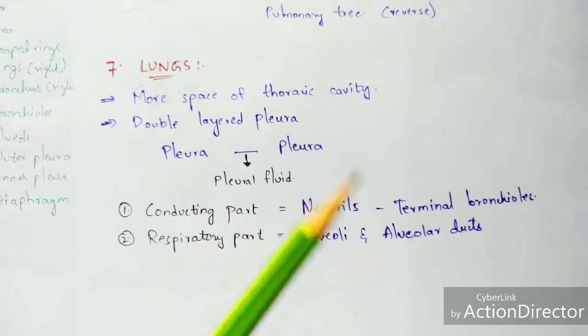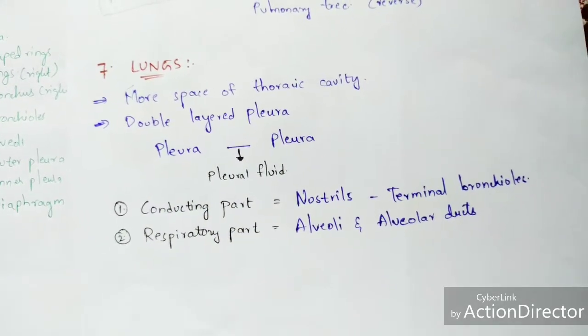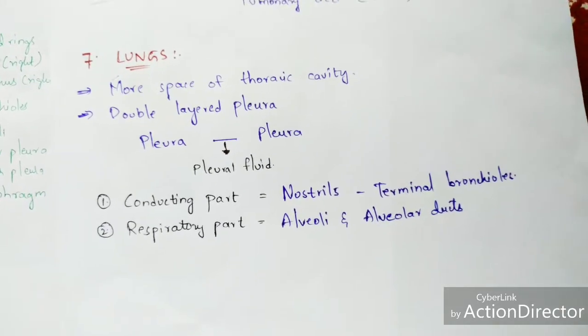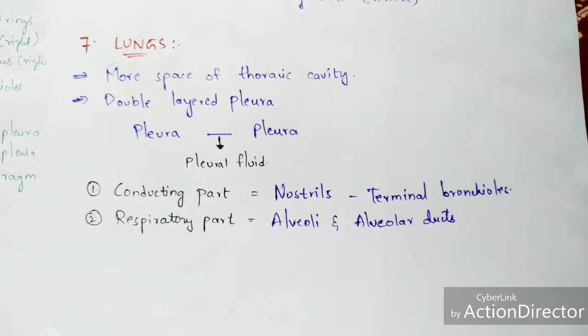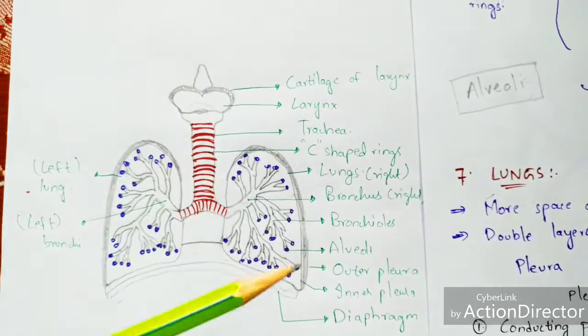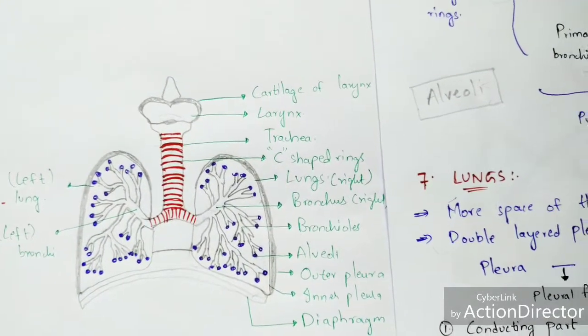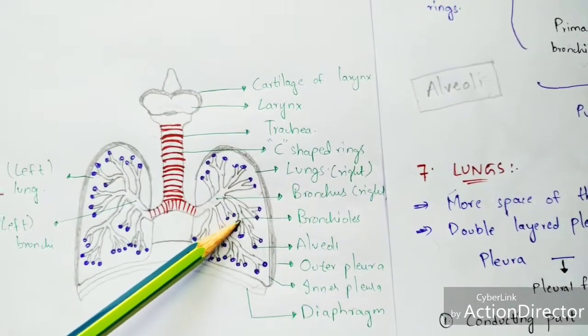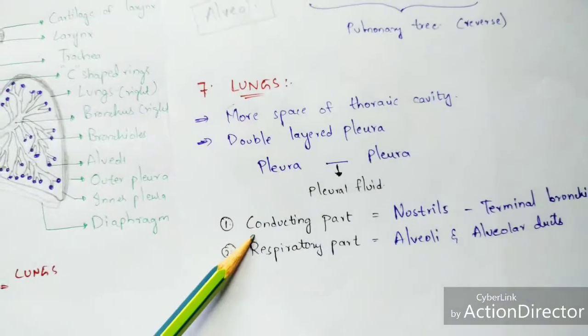Okay, and normally the total respiratory system includes two parts: the conducting part and the respiratory part. The conducting part starts from the nostrils and ends at the terminal bronchioles. I can't draw it here, you have to understand by yourself. It starts from the nostrils and ends at the bronchioles. So up to here it constitutes the conducting part.